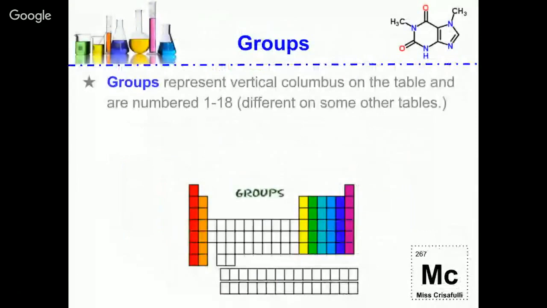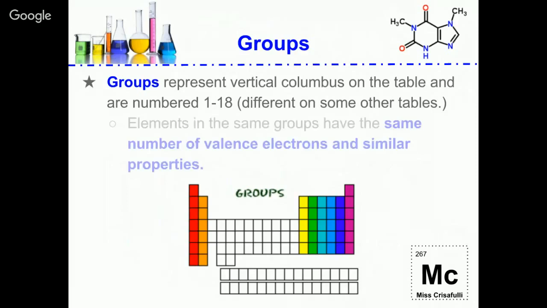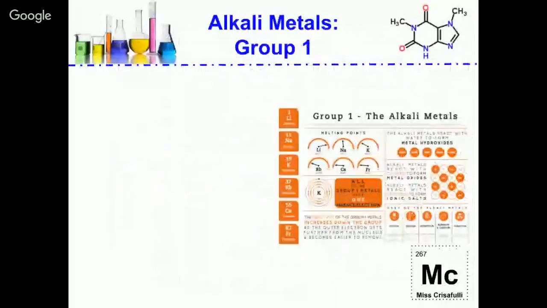Groups, on the other hand, are your vertical columns on the periodic table, and they're numbered 1 through 18. There are going to be some differences on other tables, so we'll make sure that we point those out when we come across them. Remember, elements in the same group have the same number of valence electrons and also similar properties. So let's talk about these groups.